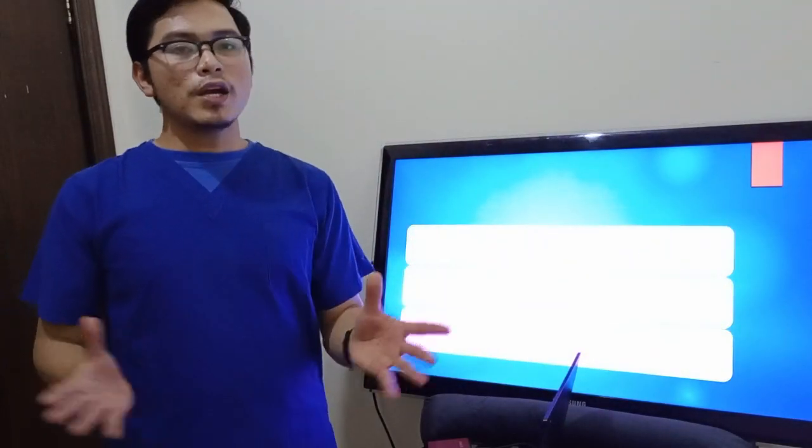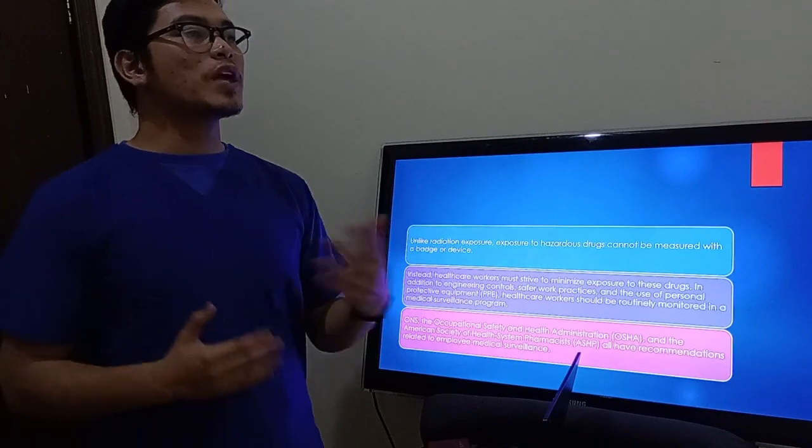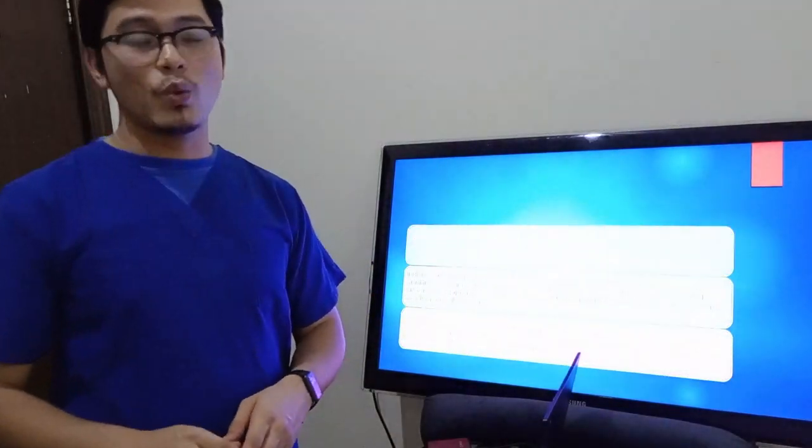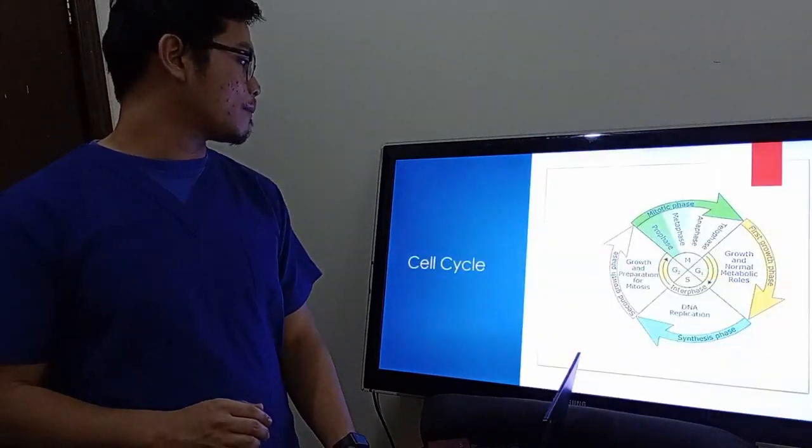So, yearly or annually, we have to monitor ourselves for signs and symptoms so we can check what is happening to our body after exposure to hazardous drugs or chemotherapy drugs.